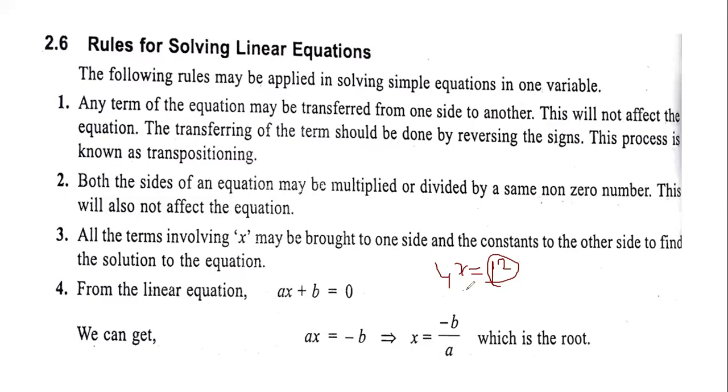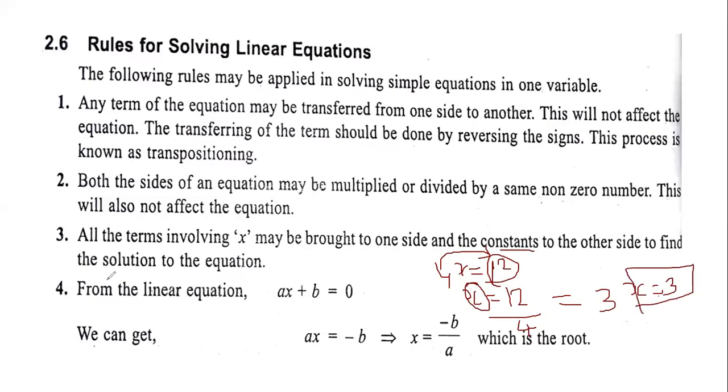Now what will be the next step? We will go like this: x is equal to 12 by 4. Correct? Now what is 12 by 4? 4 threes are 12. Yes. The numbers are called constants. When I put all the constants to one side, then it will be easy for me to find out the value of x, that is nothing but x is equal to 3.